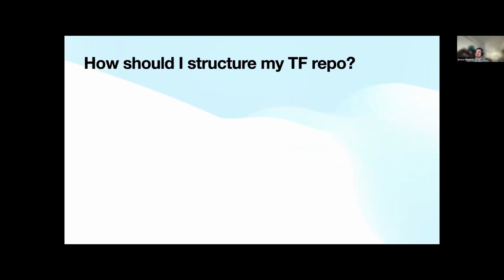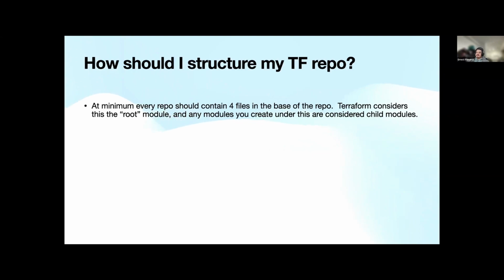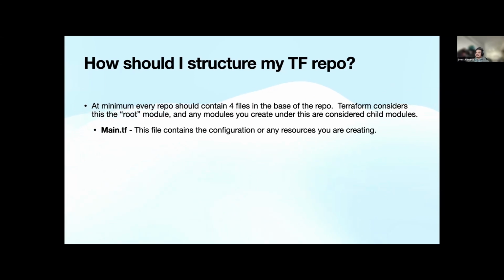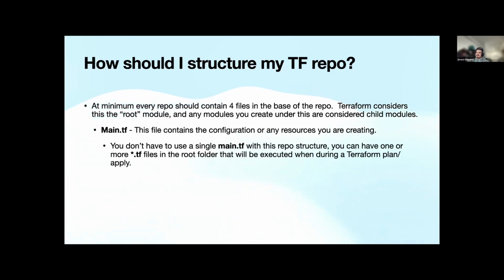So how should I structure my TF repo? At minimum, HashiCorp Terraform best practices says every repo should contain 4 files in the base of the repo. And this is considered the root module. Any modules you create under this are going to be considered child modules that you're pulling in. So these are the 4 files that you should have.